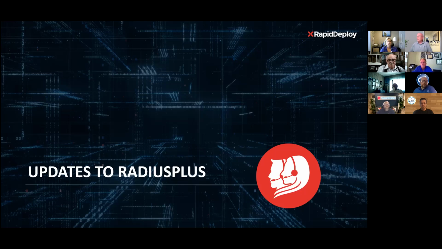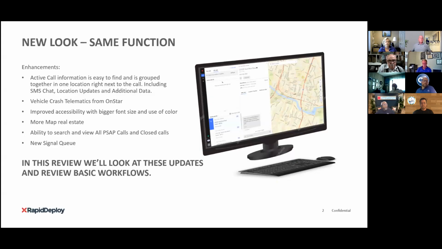a little bit of some of the changes and updates that have happened with Radius Plus and our partnership with OnStar. So really quick, I want to talk about some of the updates that have occurred in Radius Plus. The first enhancement we're going to talk about is active call information. It's easy to find and it's grouped together in one location right next to the call, including your ability to do SMS chat, location updates, as well as additional data.